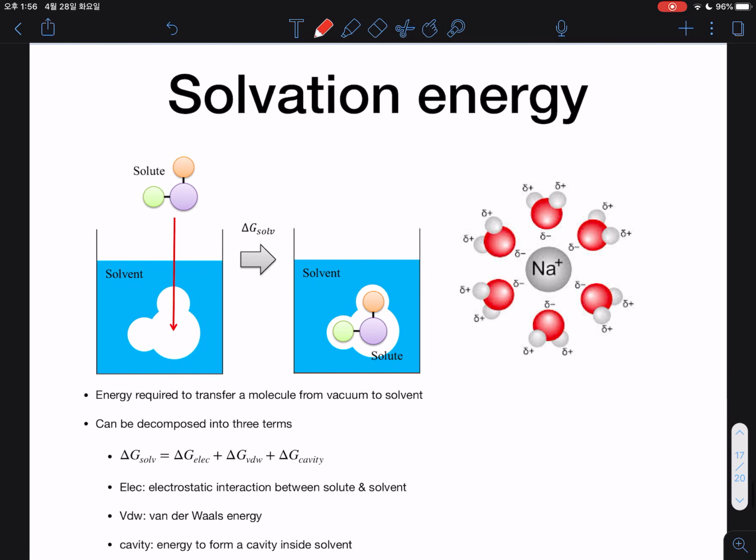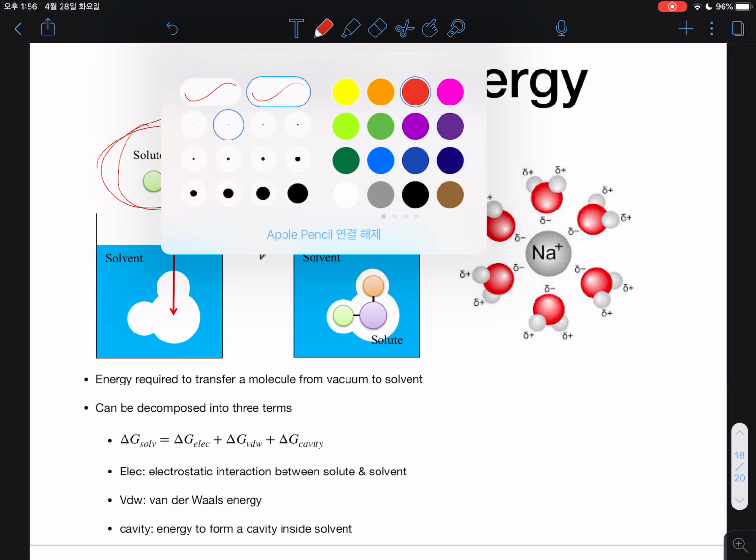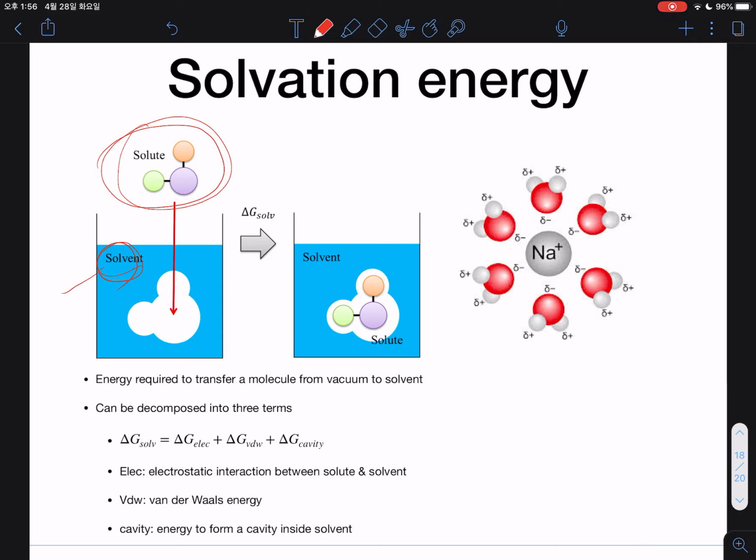So let's talk about the solvation free energy. What is solvation free energy? If we think about a biological system, usually a solute should be solvated into solvent, and in biological systems, solvent generally means water. Our body, most organisms, are based on water. Our cell is filled with water, and all the proteins and ligands are actually solvated in water.